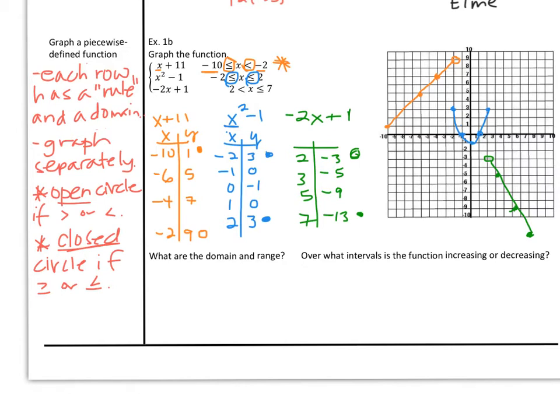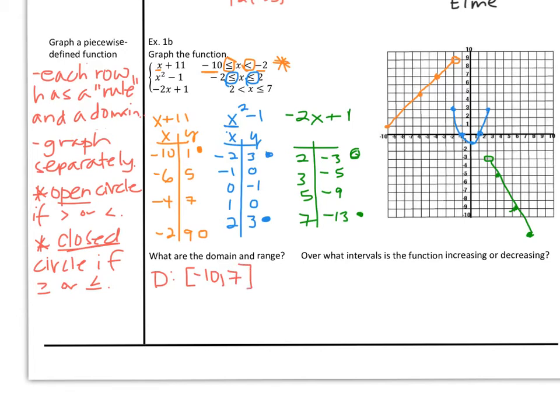Now let's talk about domain and range. Thinking about domain and range, remember domain goes from left to right. So on the left-hand side, the smallest value you see for x is -10, and that's a closed dot, which means it's a bracket. As you move along to the right, we have x values all the way over to 7 on the x-axis, and that's also a closed dot.